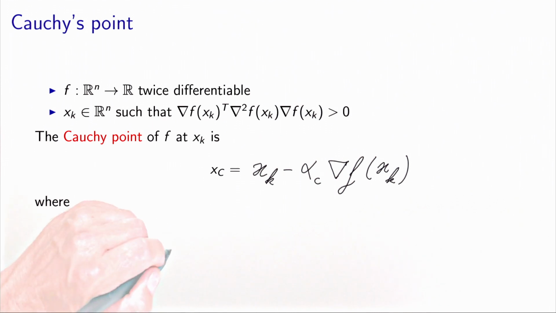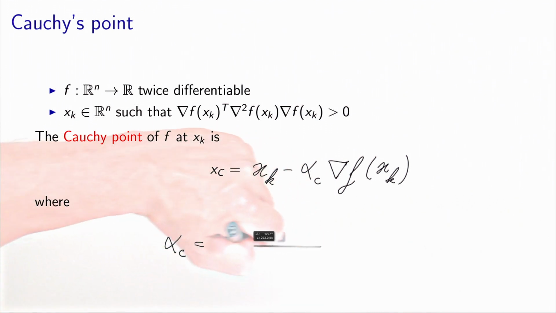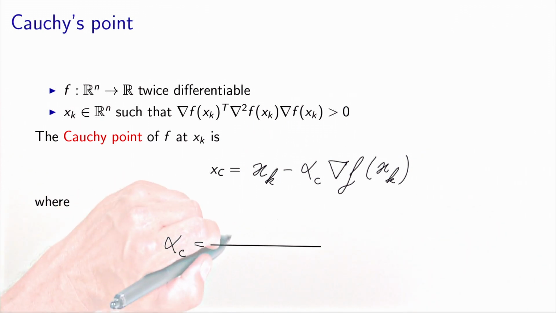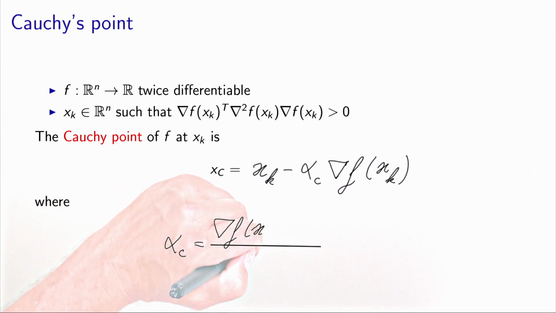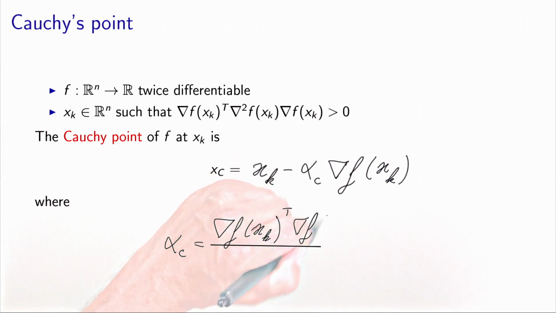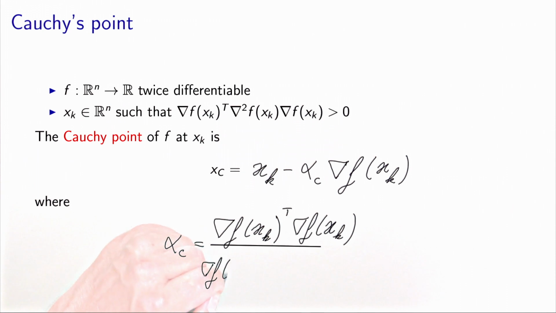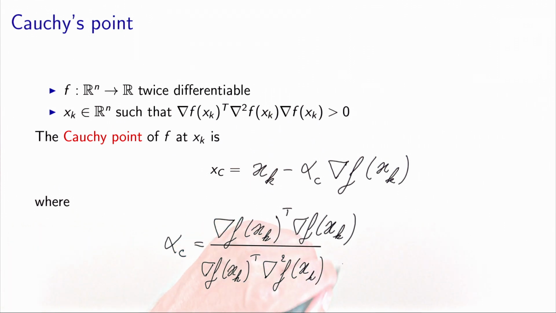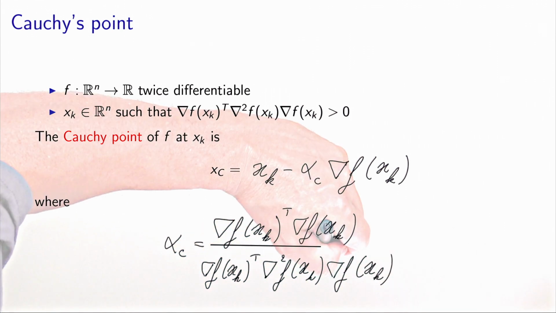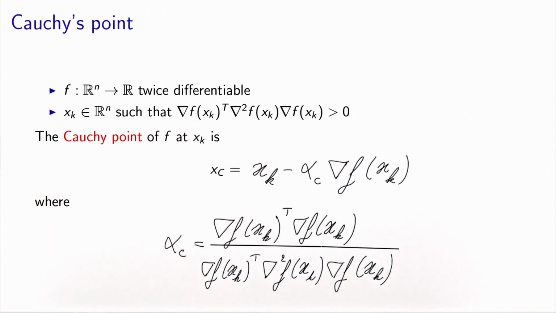And alpha c is calculated as the inner product of the gradient of f by itself divided by the curvature of the function in the direction of the gradient. So this point is called the Cauchy point. Basically, it is interpreted as the minimum of the quadratic model in the direction minus the gradient, and is calculated using these equations.